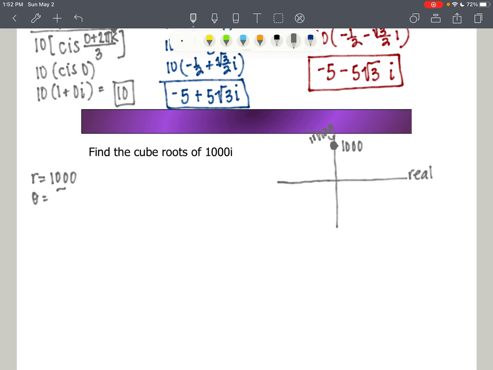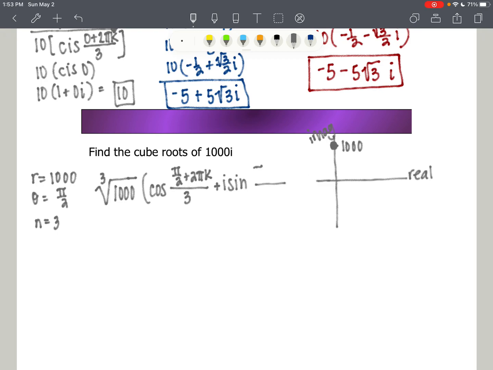Theta in this case is going to be pi over 2. And then we're finding the cube roots, so n will equal 3. So we'll start by finding the cube root of r. And then I'm just going to write this out. Cosine of pi over 2 plus 2 pi k over 3, plus i sine. Let's do a little erasing here, give ourselves a little bit of room. Pi over 2 plus 2 pi k over 3. And now we will begin with k equals 0.